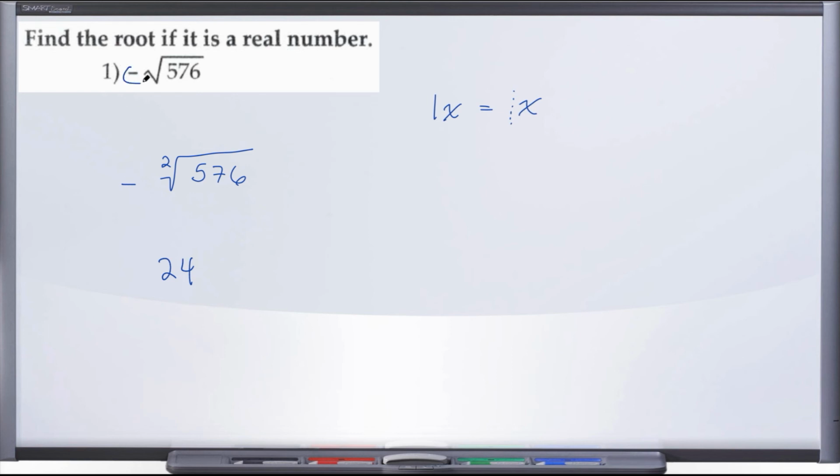Now, you notice that there was a negative on the outside of this radical, and since there was a negative on the outside of this radical, this is saying whatever this equals, go ahead and put a negative on the outside. So this negative doesn't impact this answer, except to say that whatever this is inside the box, we're going to simply put a negative on the outside, and we end up with the final answer being negative 24.